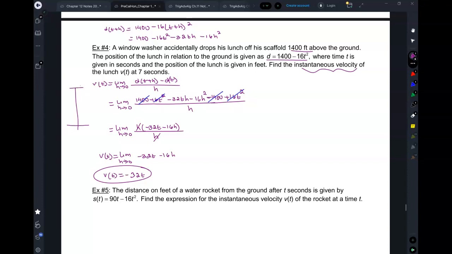So this is the situation: the lunch was here and it's now falling. Because it's falling in the negative direction, the velocities are all going to be negative values. So v of 7 is going to be negative 32 times 7, which is negative 224 feet per second.